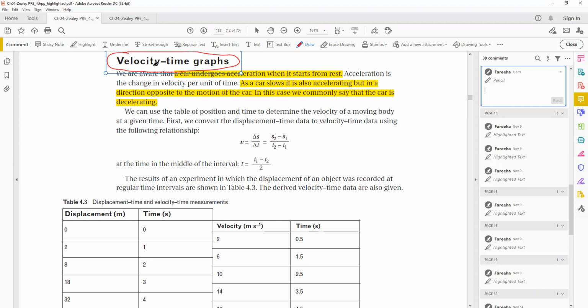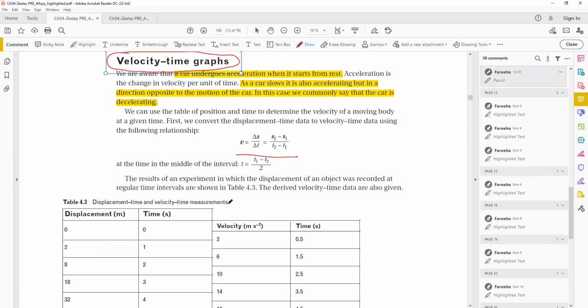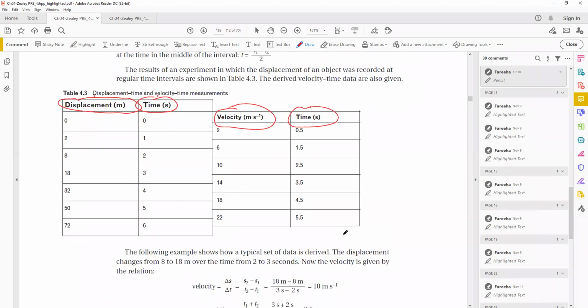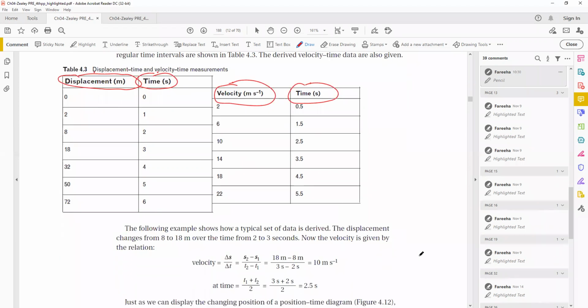For a position time graph, the slope was equal to the velocity, which we got with this equation, right? Now we have another case in which we have been given this table. You can see that in this table we have displacement and time measurements in the first case, and velocity and time measurements in the second case. So we have 2 cases. Now let's look at how we can solve this.